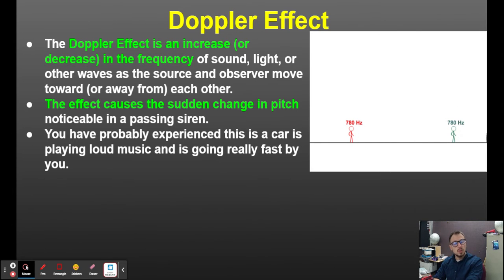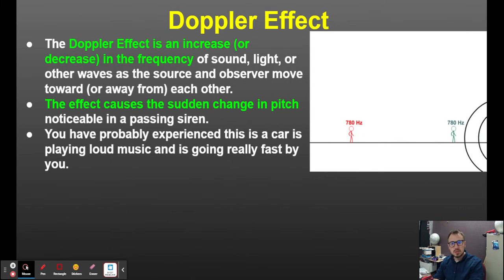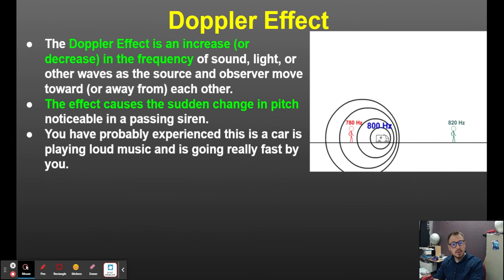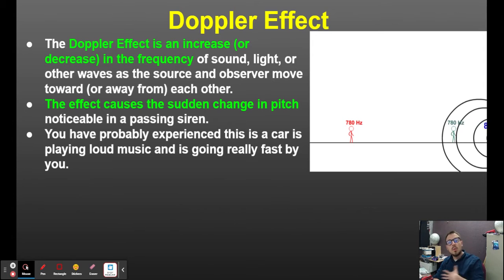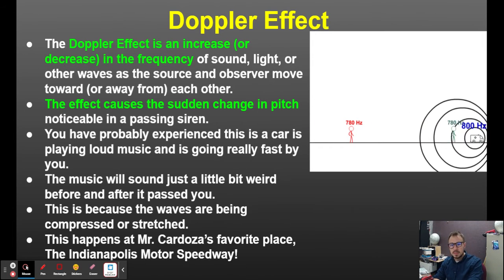So you probably experience this as like a passing siren. As it's moving toward you, it's compressing those waves because it's moving into that sound source, and you're going to hear a higher pitch. Now, as it's moving away from those sound waves, it's going to stretch those waves out, and you're going to hear a lower pitch.